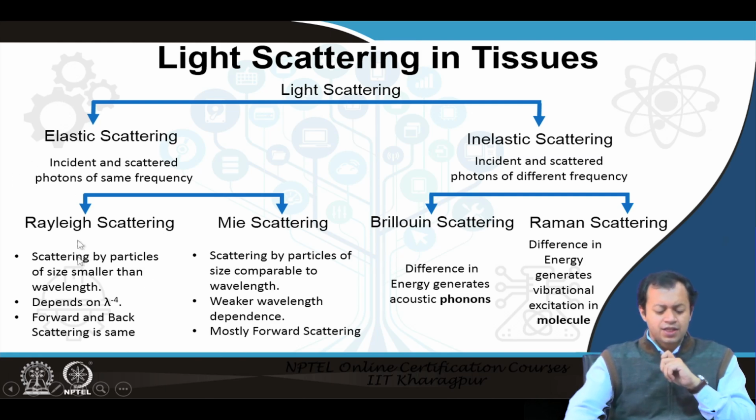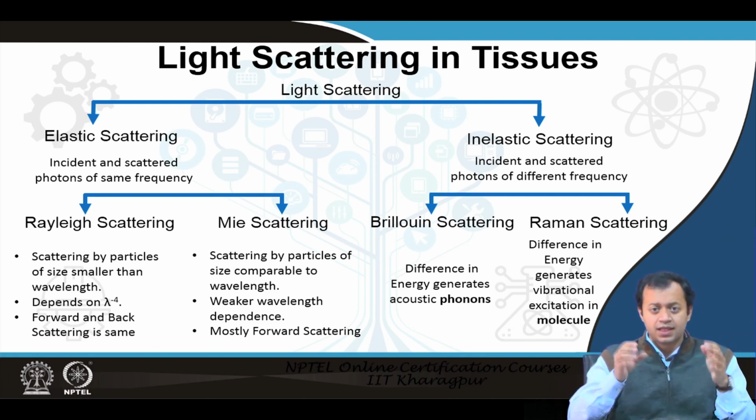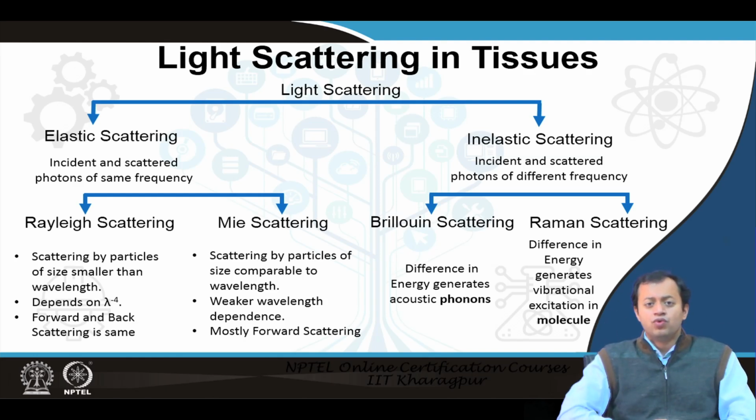The elastic scattering is, very simply, Rayleigh scattering and Mie scattering. Rayleigh scattering is scattering by particles of size smaller than the wavelength. Remember, this is very prominent in tissues, because there are several intracellular and cellular components whose sizes are usually less than the light with which you are hitting. I am assuming you are trying to hit the tissue with visible light, 400 to 800 nanometers, or 380 to 780 nanometers.